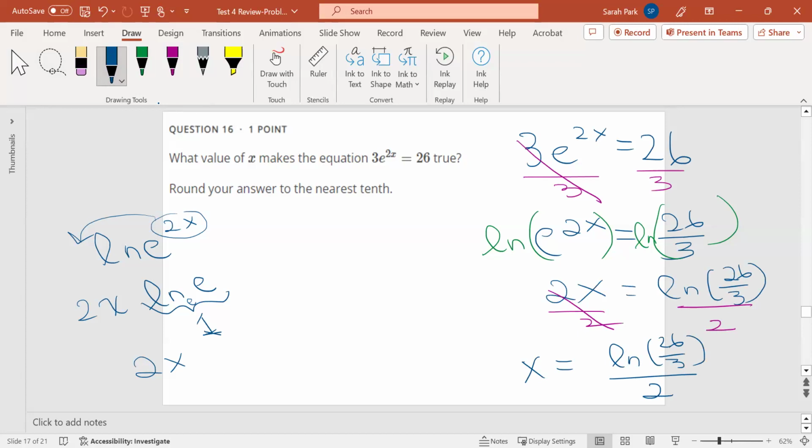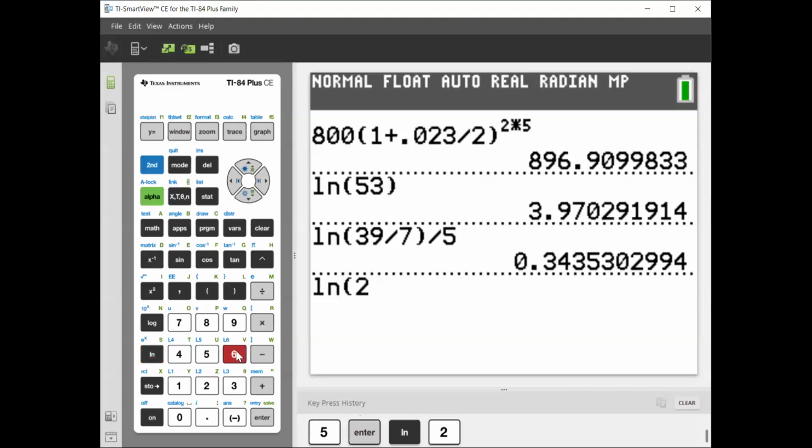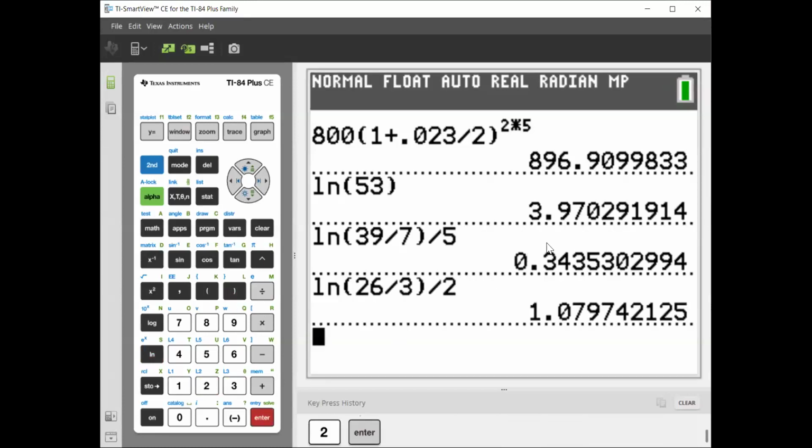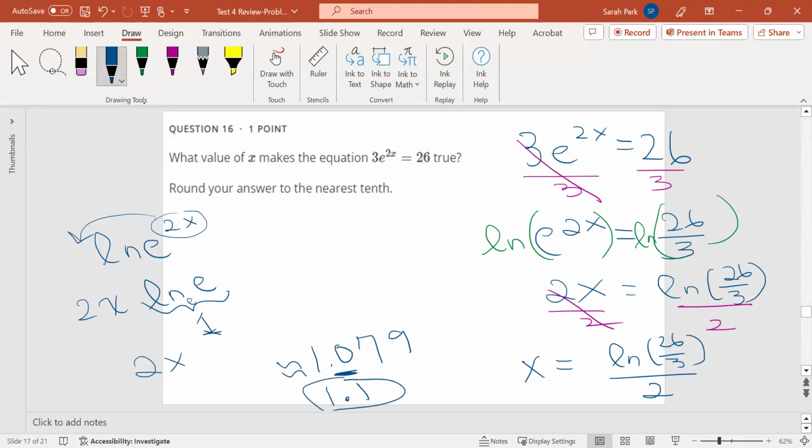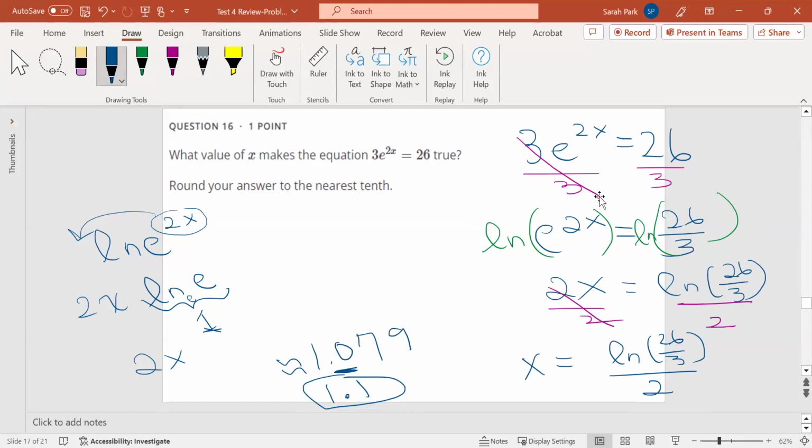And let's go ahead and round this using the calculator again. ln of 26 over 3, close parentheses, divide that by 2. And we have 1.079. So 1.079 we can round to the nearest tenths. Because 7 is bigger than 5, we round this up to 1.1. Okay, just be careful with rounding.